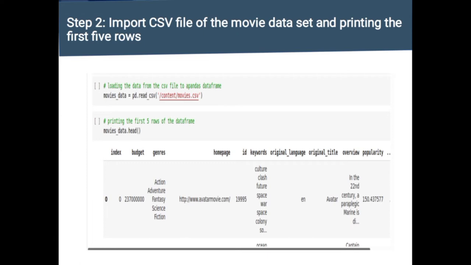So the data frame collection is having more than 5000 movies, right? So here each row indicates one movie. So we are trying to see the data of the first five movies. So for that purpose, we are printing the first five rows of the data frame by using movies_data.head().